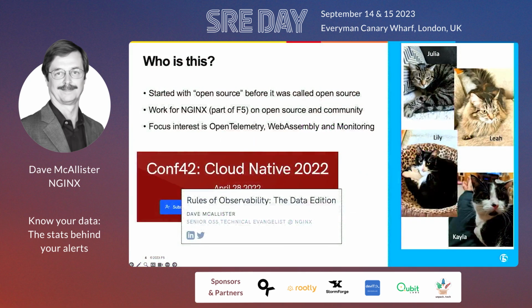So I'm Dave McAllister. I'm an open source technologist for a little company called NGINX. We were acquired by F5 in 2017. NGINX is an open source web server, load balancer, reverse proxy product, and about 40% of all internet traffic in the world runs through NGINX on a daily basis. That's one of our 68 open source projects. And my job is to work around with all of those.